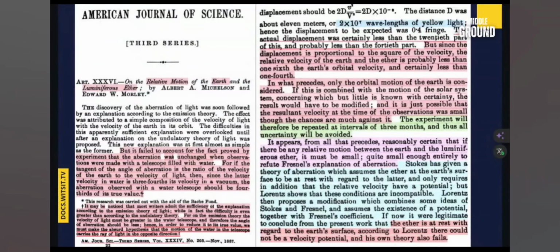It says, but it failed to account for the fact proved by experiment that the aberration was unchanged when observations were made with a telescope filled with water. That's, of course, Airy's failure. For if the tangent of the angle of aberration is the ratio of the velocity of the Earth to the velocity of light, then since the latter velocity in water is 3/4 its velocity in a vacuum, the aberration observed with the water telescope should be 4/3 its true value.